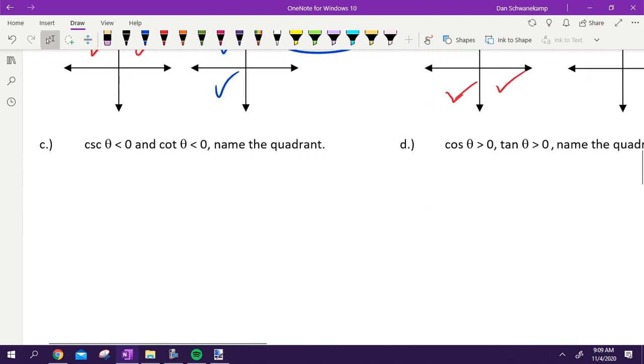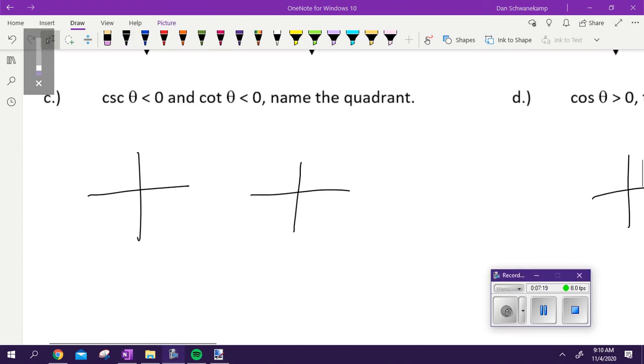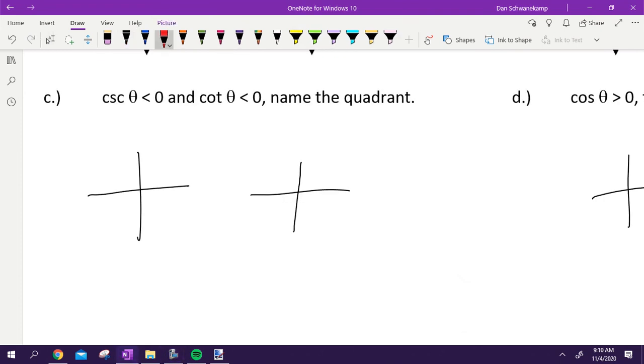Super. Try C and D. I didn't give you the quadrants already drawn. It's very simple to draw a quadrant. Try C and D with your neighbors. See what you can do. Go. Show me with your fingers. What do you think on C? We've got some 2s and 4s.